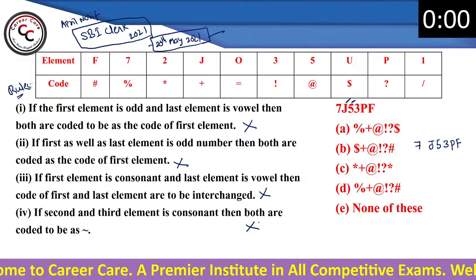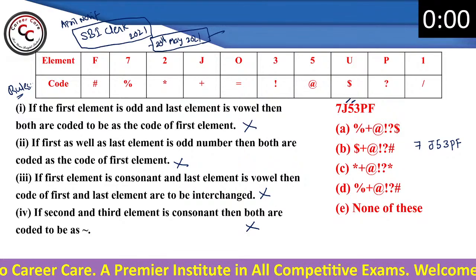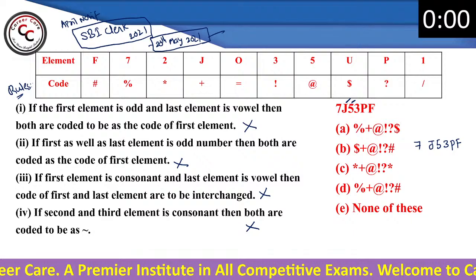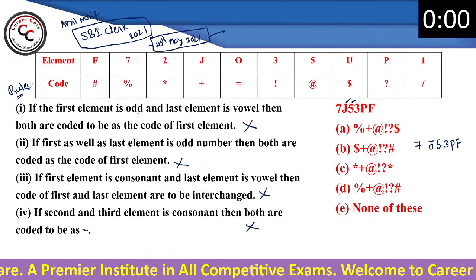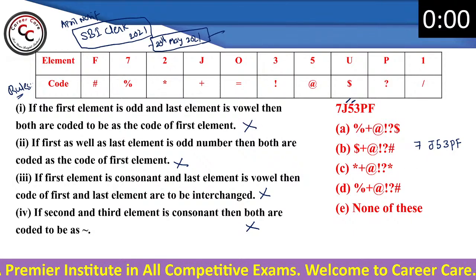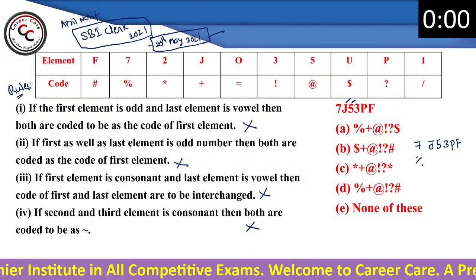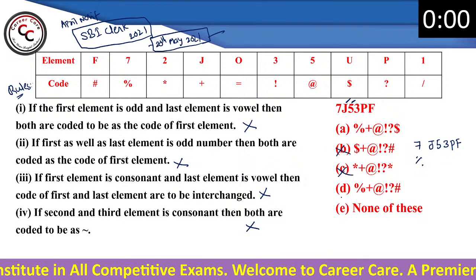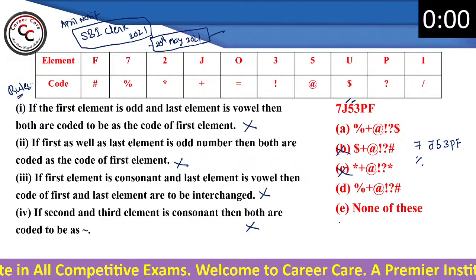Right? So any condition is in active mode? No. If no condition is active mode, then write the elements as it is according to the table. So 7. 7 stands for percentile. So my answer should start with percentile. So you can go with option number A, D or E.